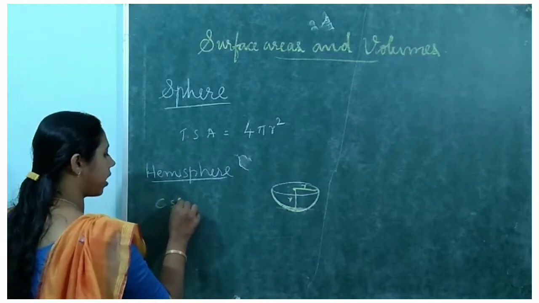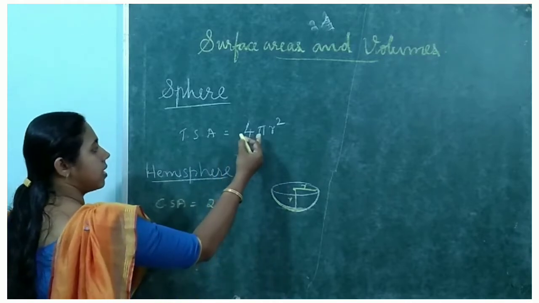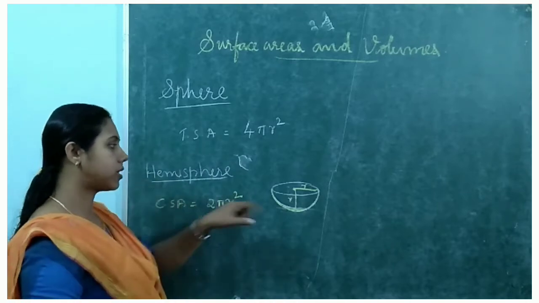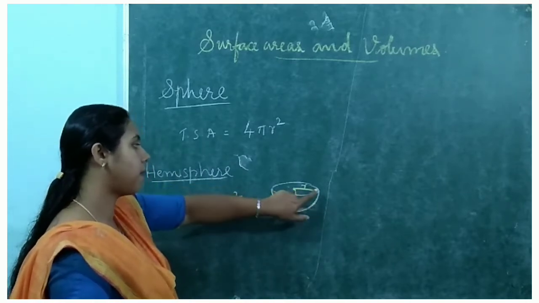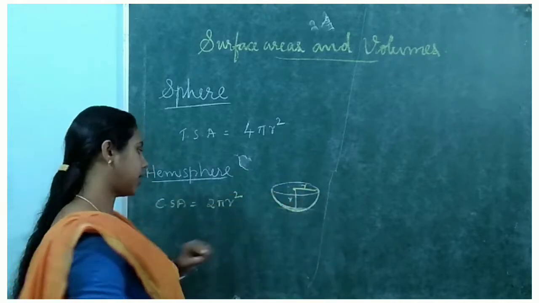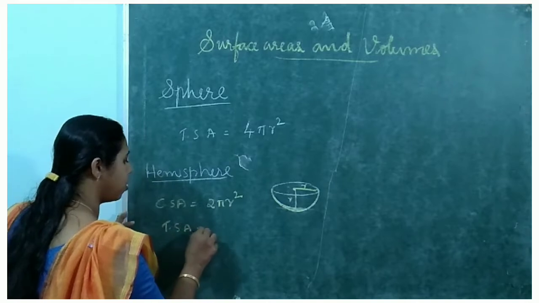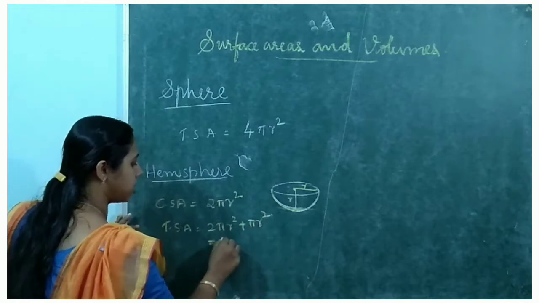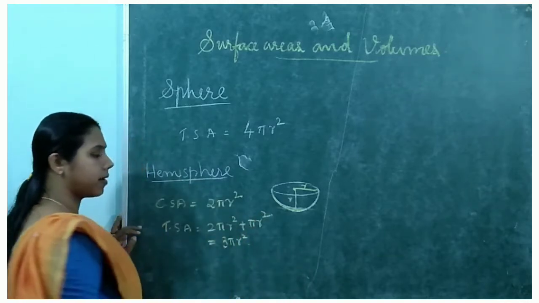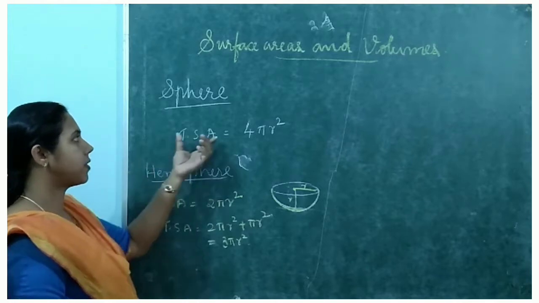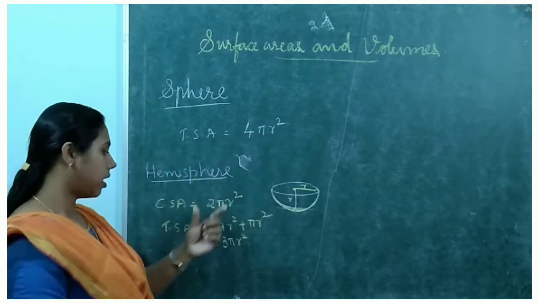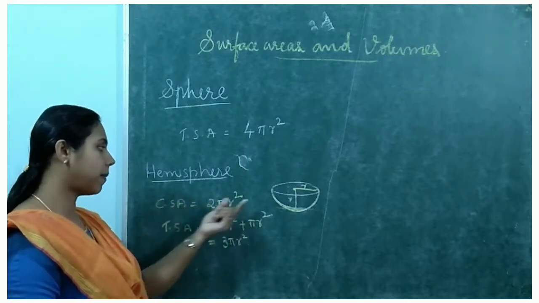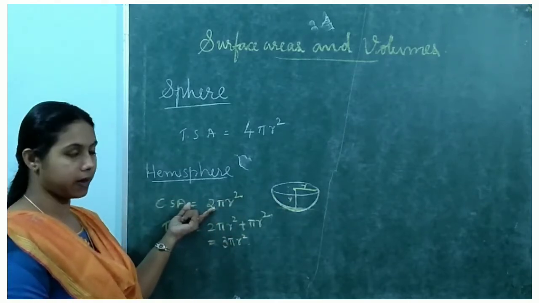So curved surface area of a hemisphere is equal to half of the area of the sphere, that is 2 pi r square. And it has two faces, so total surface area is equal to curved surface area plus base area, that is 2 pi r square plus pi r square, that is equal to 3 pi r square. So total surface area of a sphere is 4 pi r square, total surface area of a hemisphere is 3 pi r square, and curved surface area of a hemisphere is 2 pi r square.